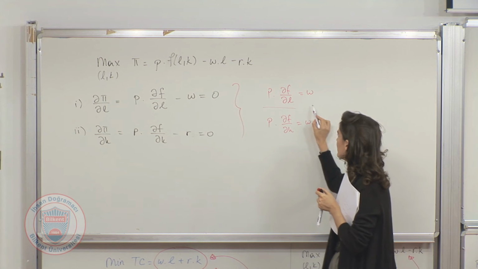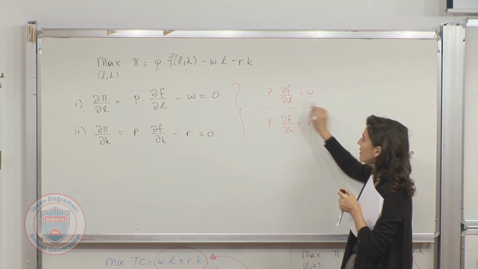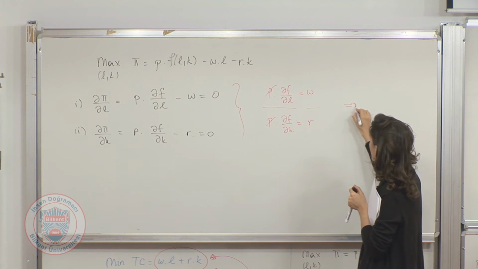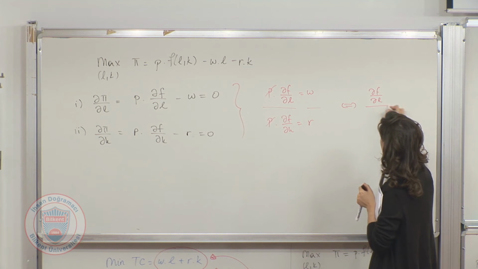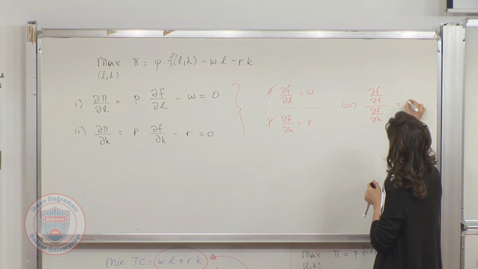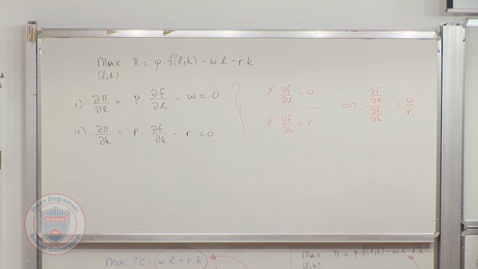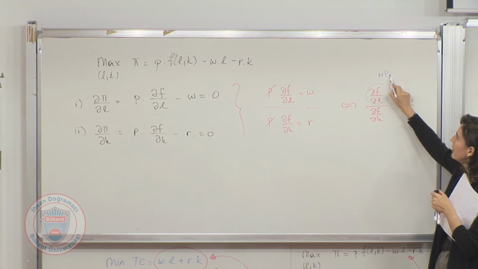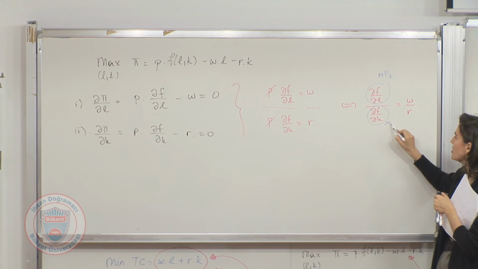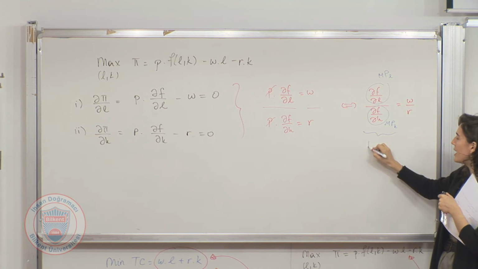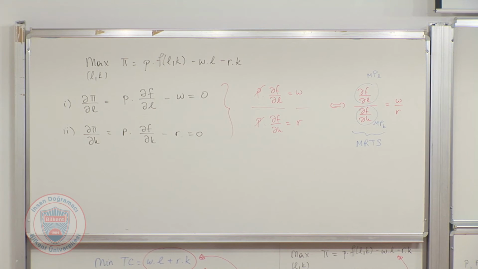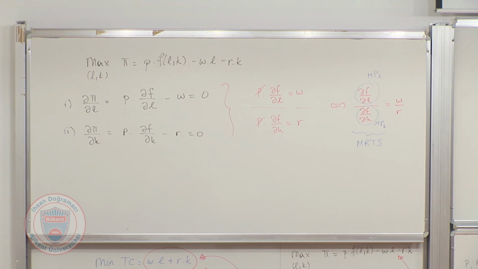So if I just take the ratio of these guys, right? What happens? These P's cancel out, and I have what? Del F over del L divided by del F over del K equals wage over R. What is this? Does this look familiar to you? This one was called what? Marginal product of labor. This one was called marginal product of capital, right? And this guy is the marginal rate of technical substitution. Do you remember this first order condition? Yes, right?